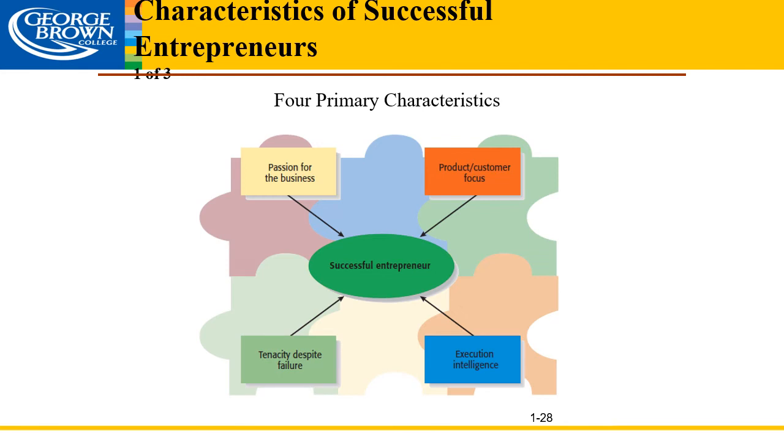So every entrepreneur, and a lot of you in this course, have a lot of these characteristics already. And that's why it's possible for you right now to be an entrepreneur. You have a passion for business. You've taken many courses so far on business, marketing, human resources, cost controls. You can develop a product and customer focus because you've consumed products before and you've always been a customer, so you know what the perspective is like. You've worked in restaurants, you've worked in food service, so you have some execution intelligence.